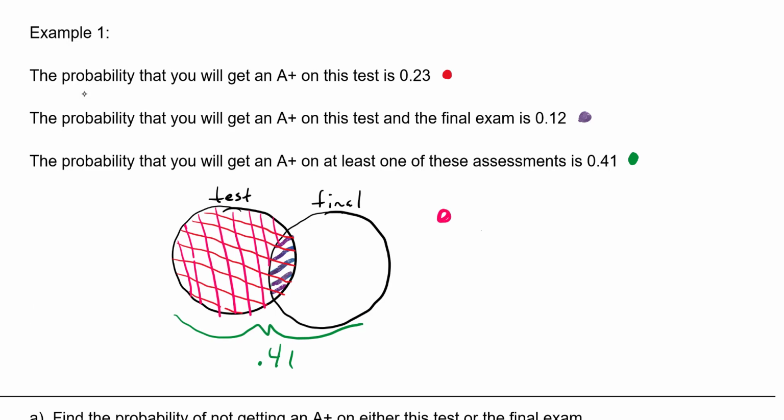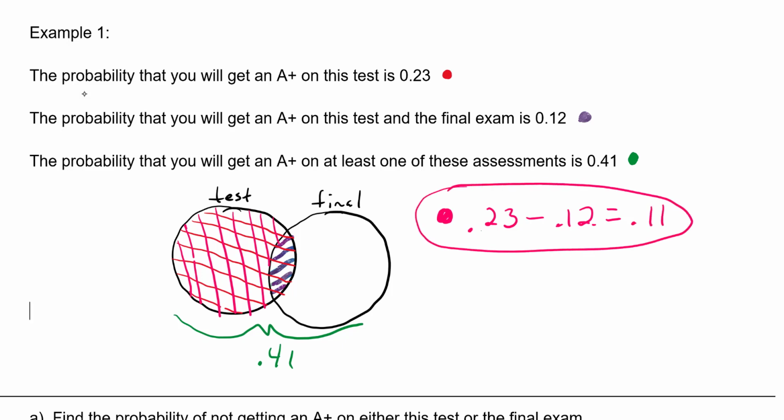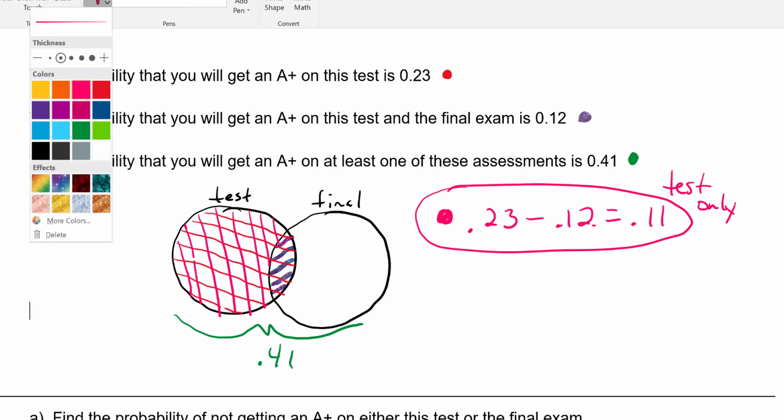Okay. So the bright pink is going to basically be the whole thing, which is 0.23, minus 0.12, which is that overlap, which is that purple. So minus 0.12, and that's going to give us 0.11. Okay, so this is the test only. So just the test. Okay, so let's pick another color here. And we'll go with sky blue.